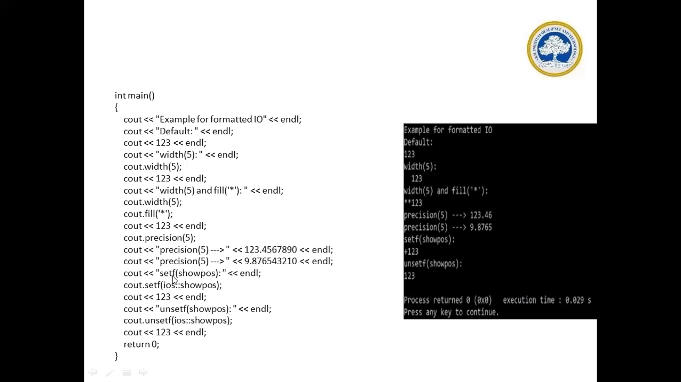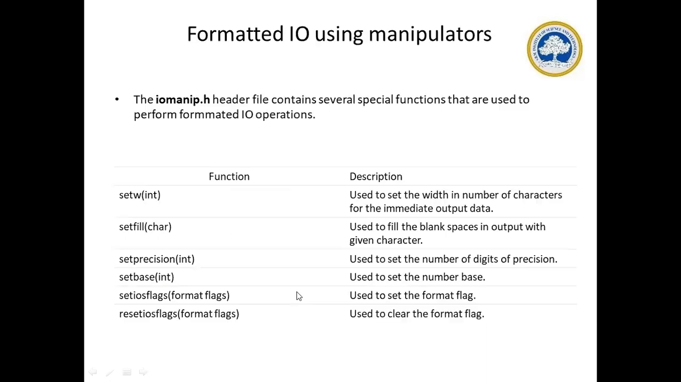Now I can set some flags. For that, I have to use the function called setf, with ios::showpos for positive. After setting this and then trying to print some value, it will print as positive, plus 123. And then you can unset the flag by using the unsetf function, with ios::showpos given here. After unsetting it, it will print as usual, like this.